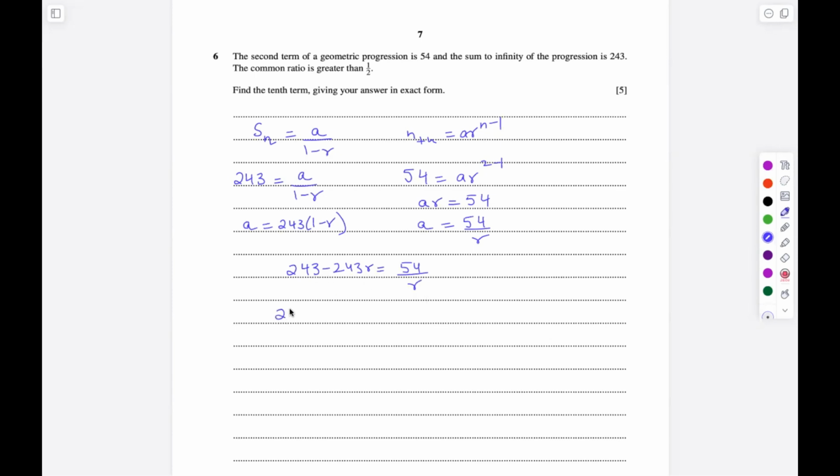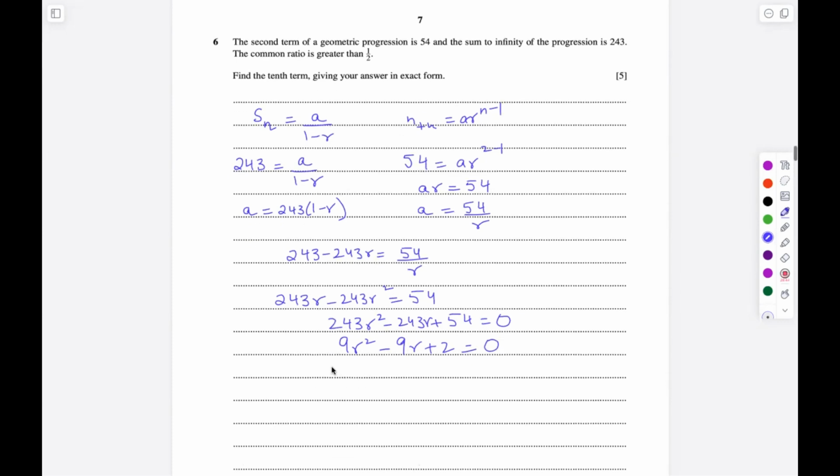Cross multiplying, this will become 243r minus 243r squared equals 54. Bringing the terms on the left hand side to make r squared positive, we'll get 243r squared minus 243r plus 54 equals 0. Now, 243 can be divided by 27, and the answer is 9. So this will become 9r squared minus 9r plus 2 equals 0. We can substitute this directly in the calculator as well to get the values of r.